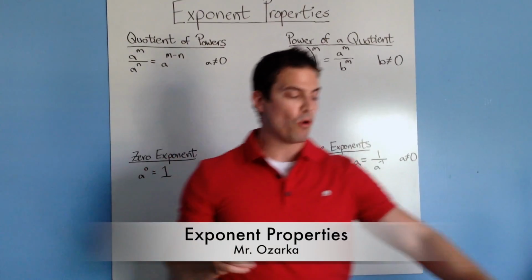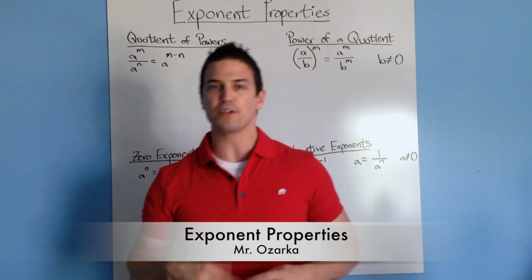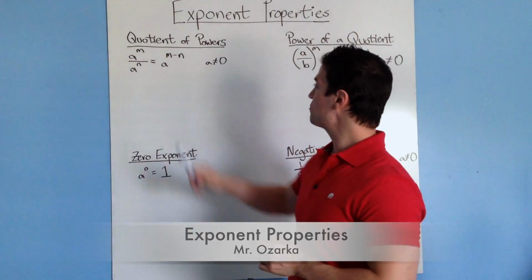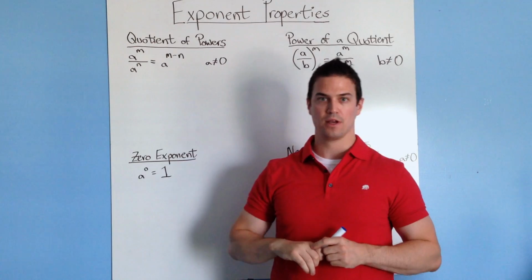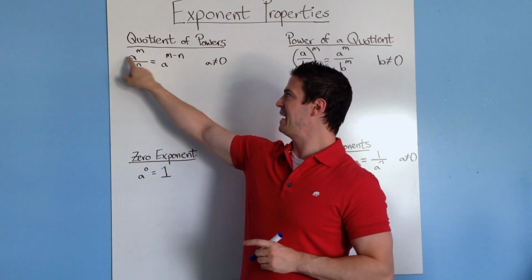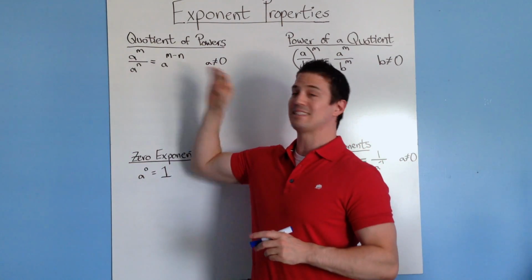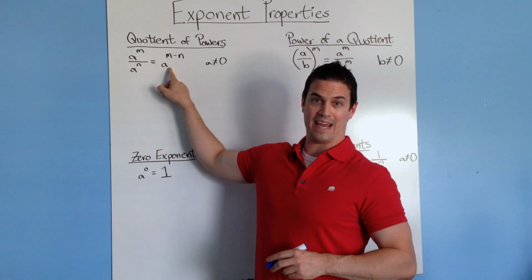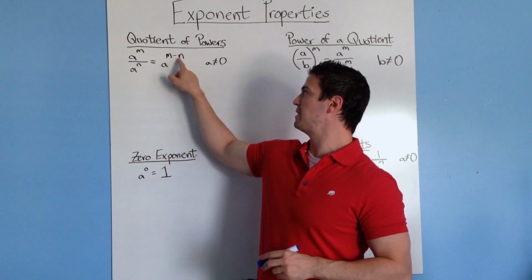Alright, so we're back with more exponent properties. This time we're going to focus more on the division side of exponents. So this first one we're looking at is the quotient of powers. Okay, and real simple, it's just a to the m. If you divide it by a to the n, it's the same thing as doing a, because it's the same base of a, just doing m minus n.